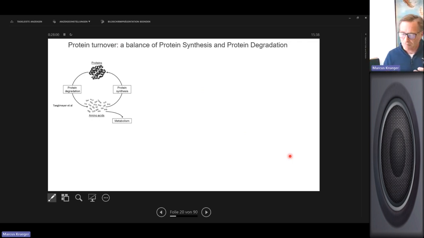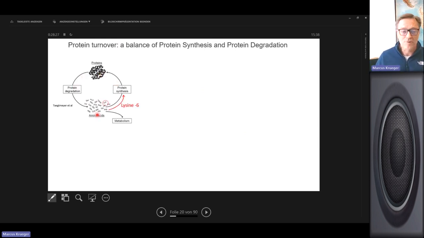Yeah, what you could imagine is you have your light amino acids here, right? And these amino acids are used for protein synthesis. Of course, they are then again degraded and reaching the amino acid pool, or they are completely metabolized. Yeah? So that's the idea, how you basically have the homeostasis of proteins. Yeah? So a balance between protein synthesis and protein degradation.